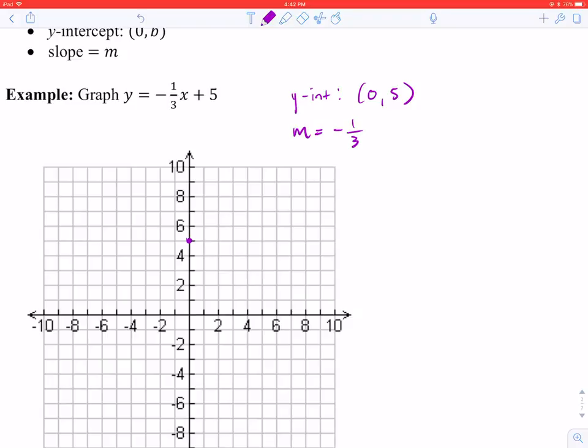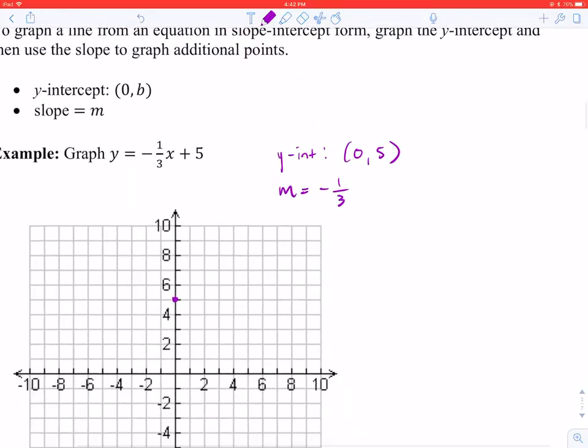I like to assign the positive or the negative to the numerator so that the rise is either positive or negative. So I start at my point. Because this is a negative slope, the rise is -1. So I would go down 1 and then right 3 to get to my next point. So down 1, right 3, down 1, right 3. And then I would do the opposite going towards the negative: up 1, left 3, up 1, left 3.